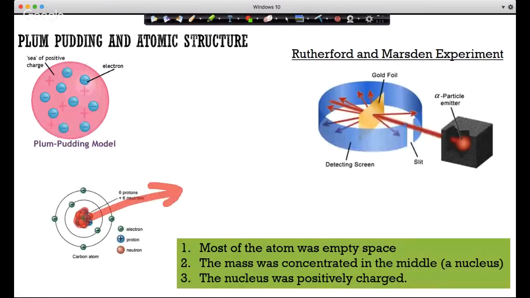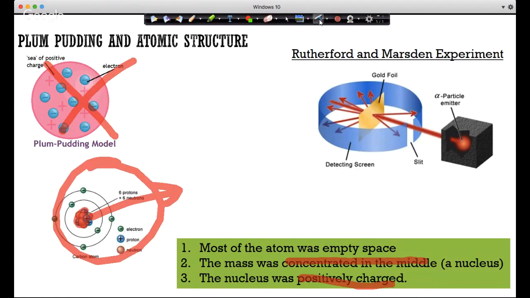So the nuclear model has got a positively charged concentrated mass in the middle, and that's what this Rutherford and Marsden experiment found out, and that's why they could get rid of their plum pudding model and swap it with this much better nuclear model.